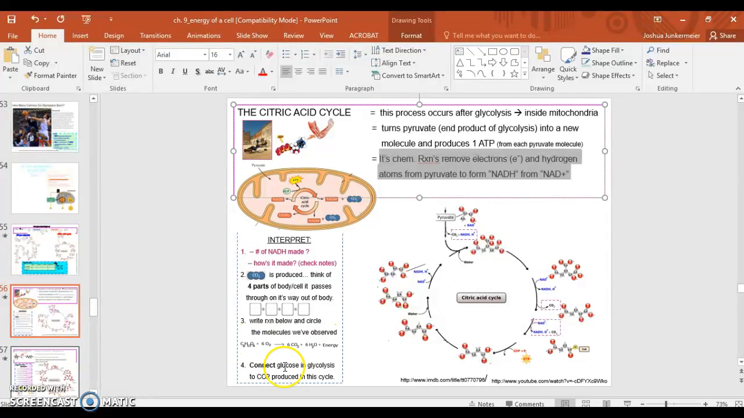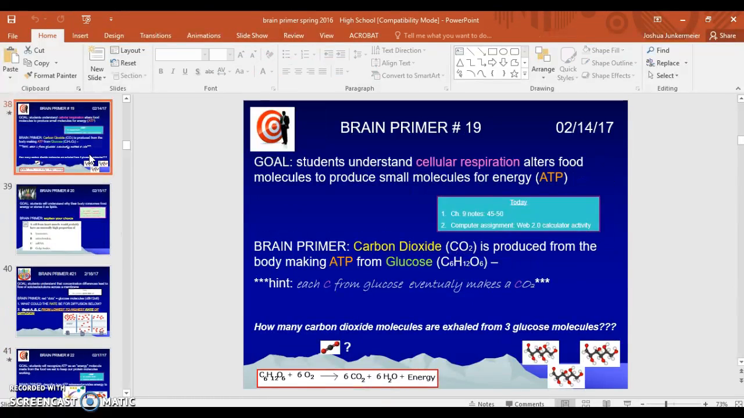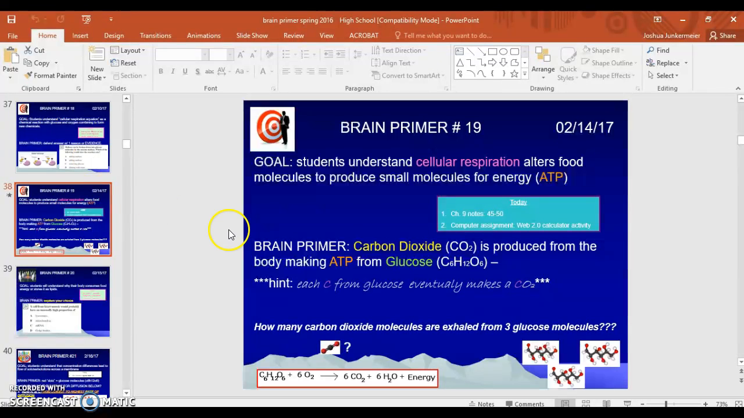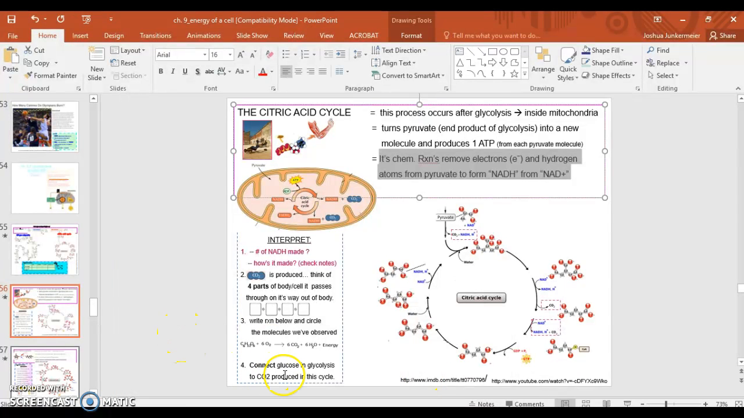That's your hint. Connect glucose and glycolysis to CO2 produced in this cycle. So think about that. Is there a connection between the glucose that goes through glycolysis and the citric acid cycle and the carbon dioxide produced? There's a brain primer. It's slide 38, but it's brain primer number 19. Look back at your brain primer number 19, or just observe this slide in the recording to relate carbon dioxide and glucose. That'll help you answer number 4.